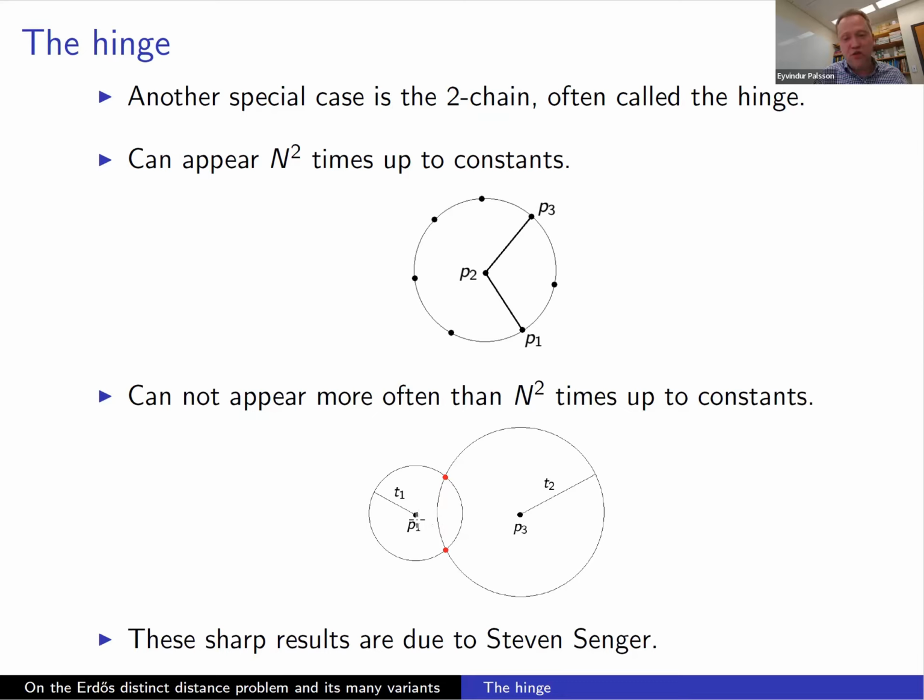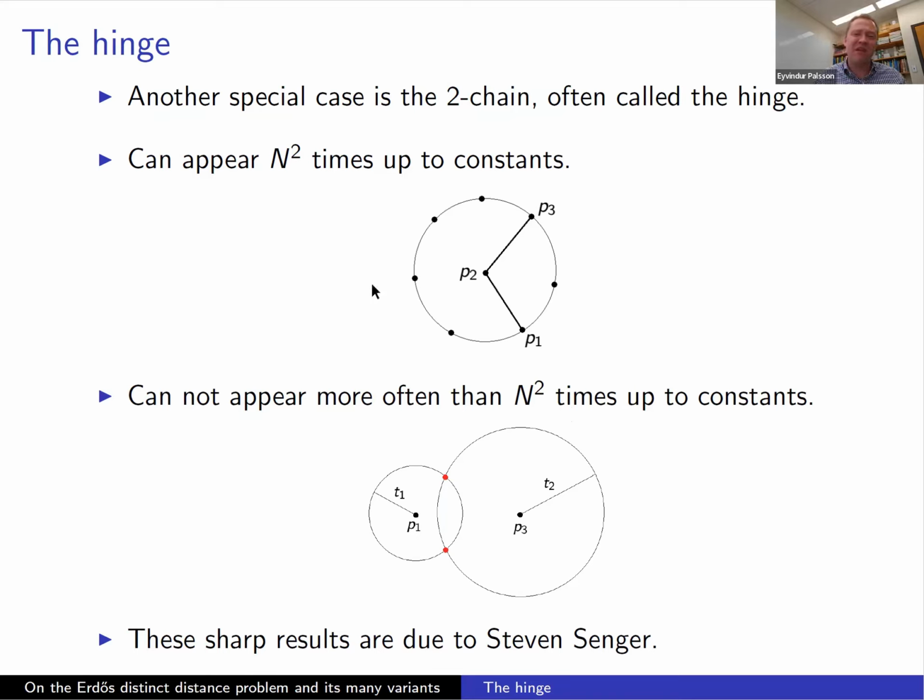If you look at the first point and the last point, if you're given 2 particular distances, then that second point, the center point of the hinge, has to lie on the intersection of 2 circles. The 2 circles in the plane intersect in at most 2 points. So you then immediately see that there are no more than about n squared hinges of a particular distance.